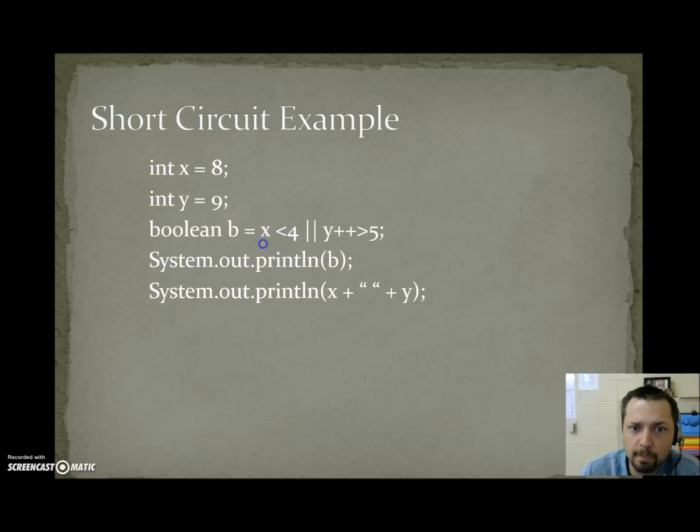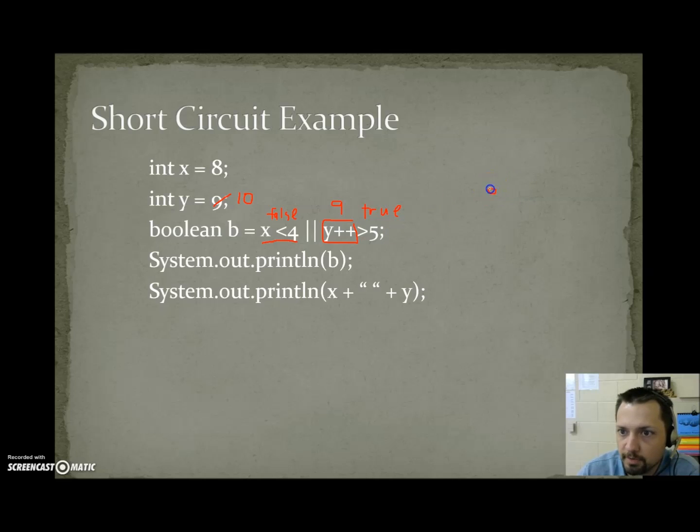X is 9. Is x less than 4? No. This is going to give us false. So since we're doing an or, the other side could still be true, and that could make us happy. So we process the other side. Notice it's y++. That means use the current value of y, and then change y to be 1 larger. Is 9 greater than 5? Yes. So we get a true. As long as one side is true, the answer is true.